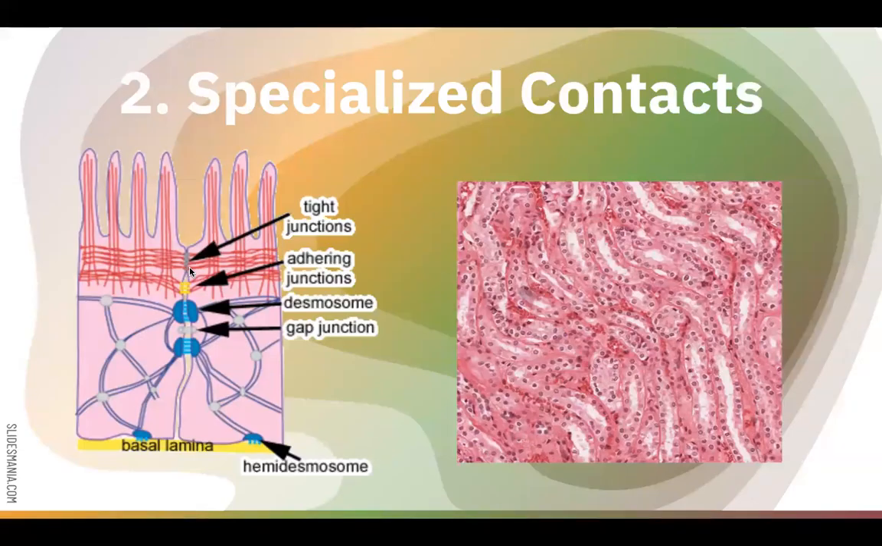Next is specialized contacts. This just means that epithelium form sheets. And this is specifically in covering and lining epithelium, not glandular epithelium. So how they do this is through tight junctions and desmosomes that connect the epithelium together. Because when you think of them, it's like this. They form sheets, and they're very tightly connected.